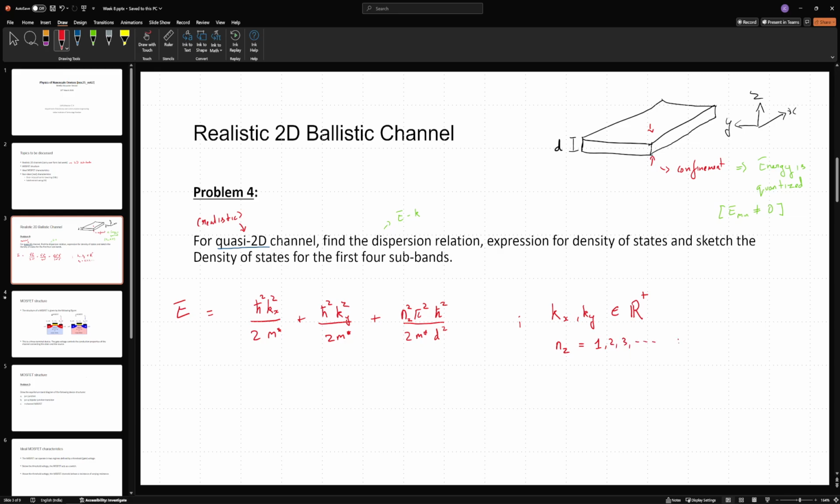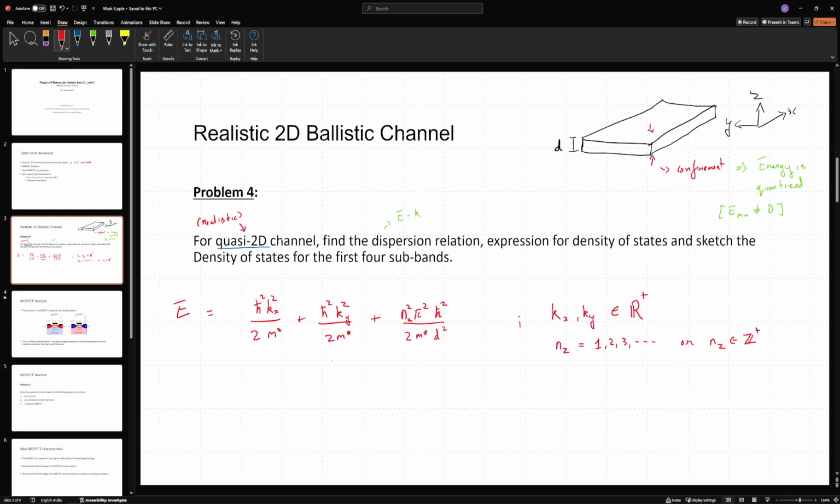And this set can alternatively be written as nz belongs to Z plus, positive integers only. It cannot take zero value because again E min cannot be zero.